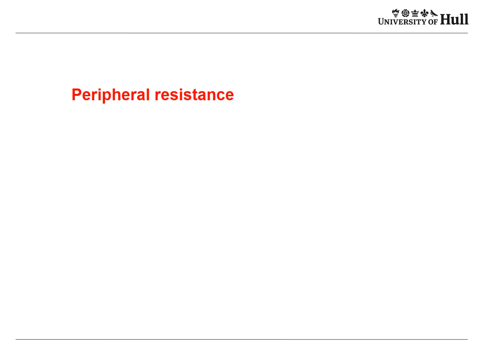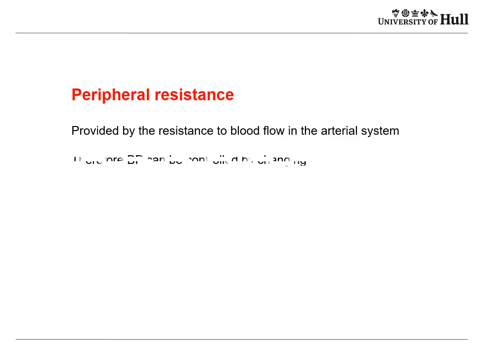So peripheral resistance is provided by the resistance to blood flow in the arterial system. I'm sure you understand that if you try to push fluid down a narrower tube, it's more difficult than if it's being pushed down a wider tube. There's more pressure in a narrower tube. That's essentially the same as blood pressure. And blood pressure can be controlled by changing, as I say, the cardiac output or the peripheral resistance.